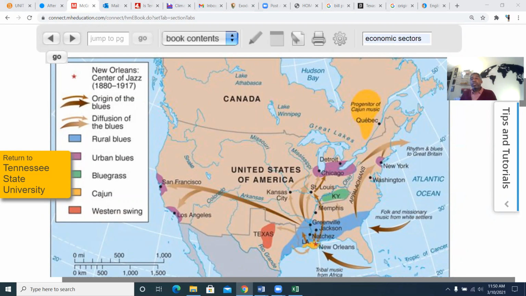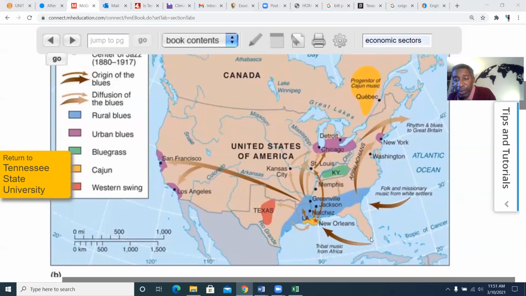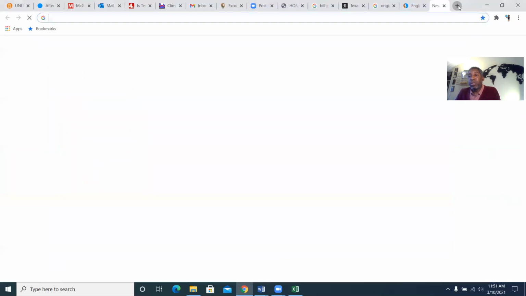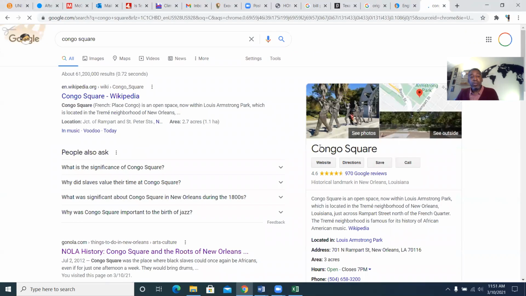So cultural diffusion is simply the fact that when people migrate, they bring their culture with them. And so music is a part of culture, in this case, a part of African culture. And so here we have this arrow representing tribal music from Africa as Africans are brought to the Americas. And it starts here in the New Orleans, Louisiana area. And so if you ever go to New Orleans, get off of Bourbon Street, there's a place called Congo Square.